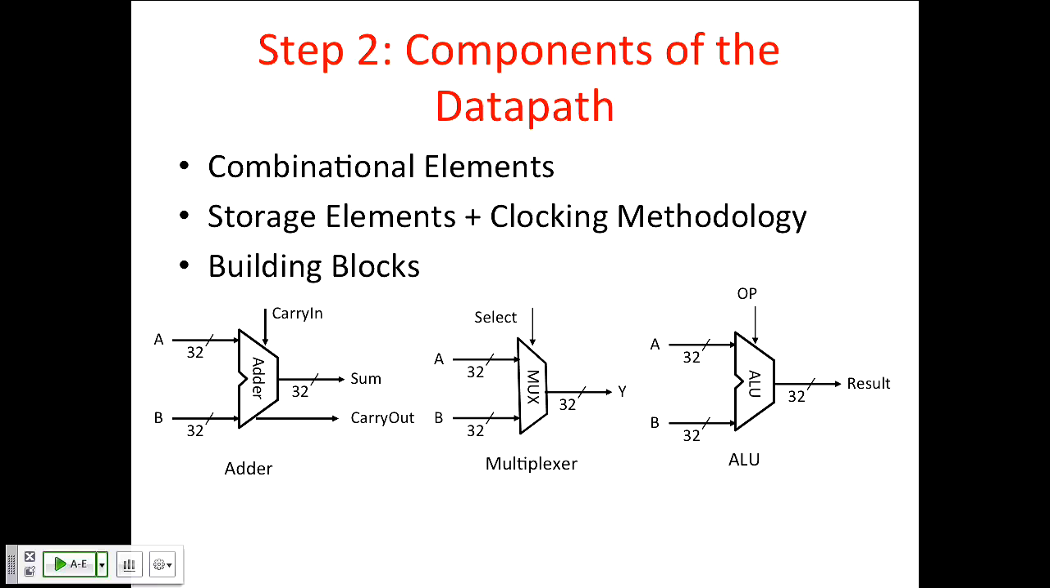Some of the building blocks we're going to use are adders. The adder is going to have, in this case, 32 bits in and out, a carry input and a carry output. Multiplexers, remember, have some number of inputs and a select signal that says which one appears on the output. ALUs have, in this case, 2 inputs and an operation field that says which operation to do: add, subtract, XOR, etc. And it produces a result.